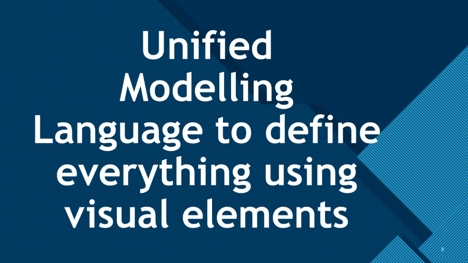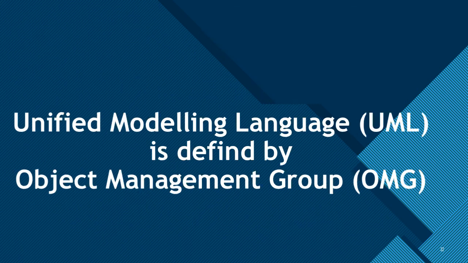So UML is a visual modeling language. Visual modeling language means everything can be done using visual elements. It is a language defined and maintained by the Object Management Group. This is the organization or group that has developed this UML and maintains it. And this UML specifies several diagrams for representing different aspects of a software application.